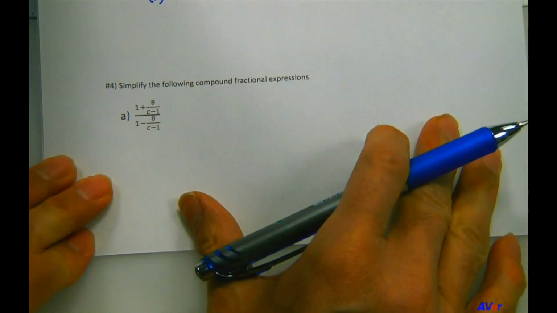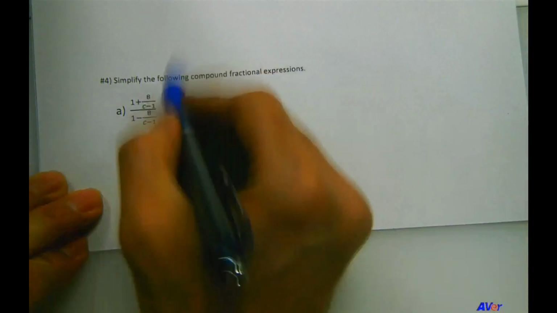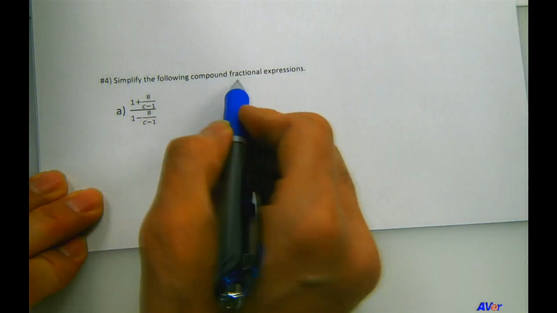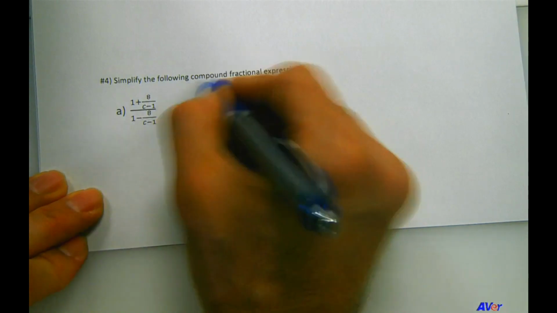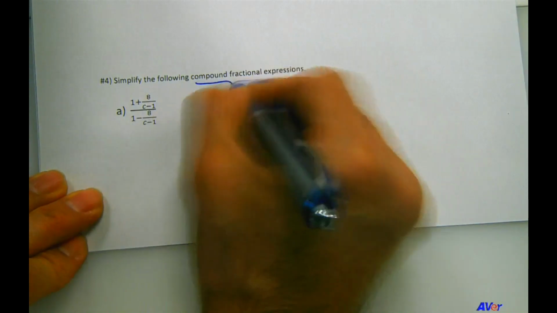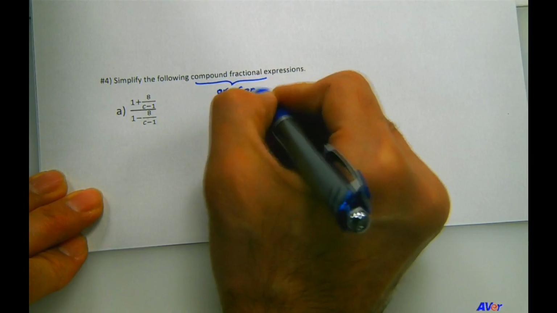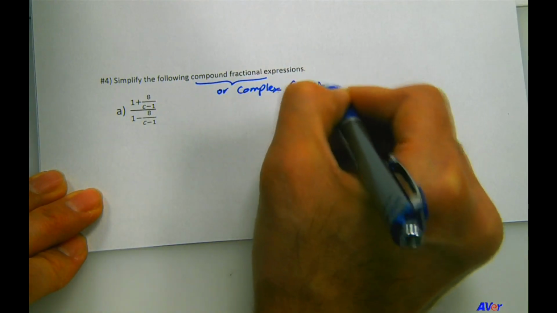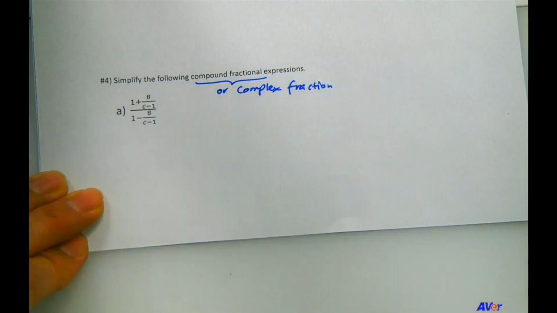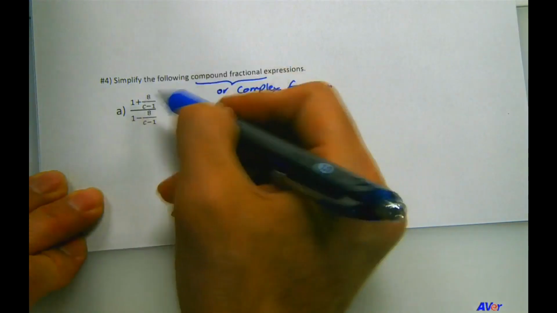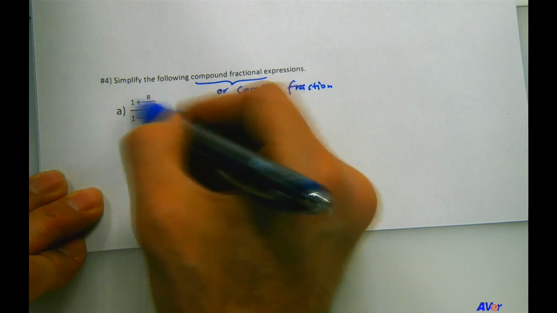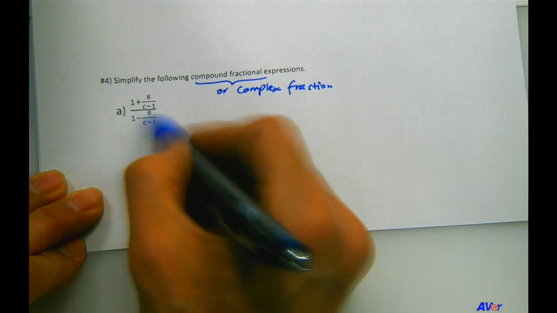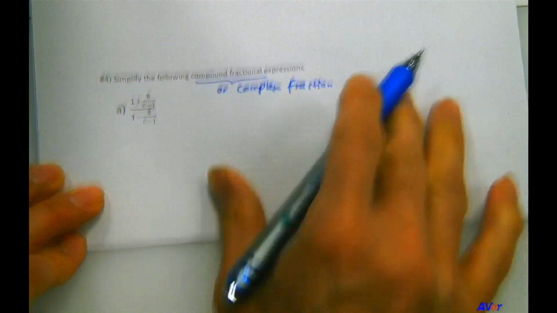Okay, so here we have a compound fractional expression, or complex fraction, and we need to simplify it. Well, the first thing I would do is take the common denominator in the numerator of this complex fraction, take the common denominator in the denominator, and then simplify. So let's do that.